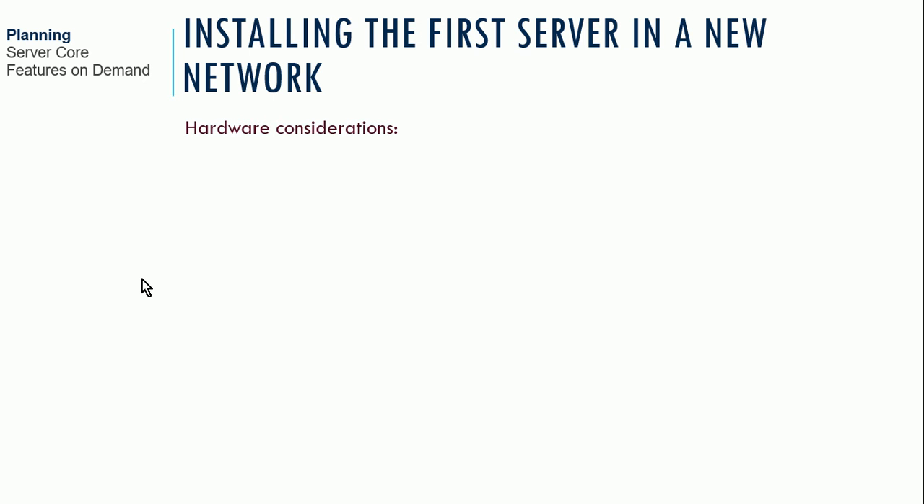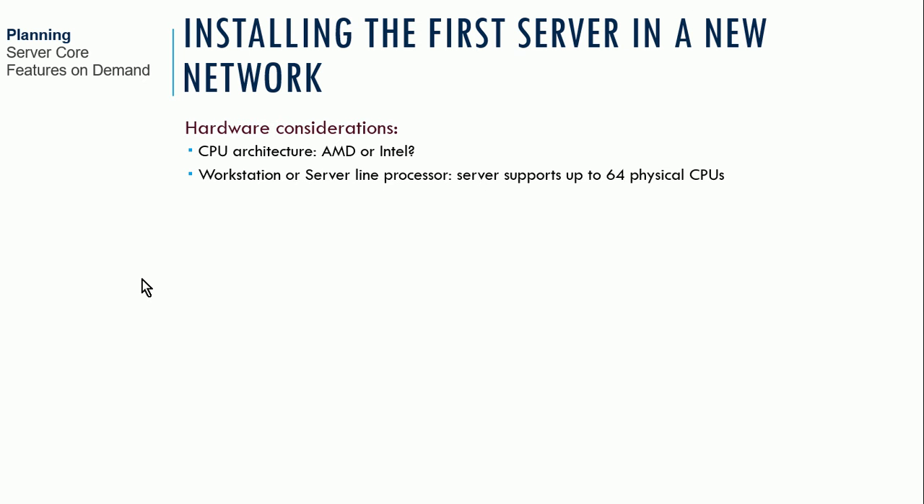So, installing the first server on a new network, some hardware considerations. You want to think about the CPU architecture, AMD or Intel. That's a decision that you would have made before you start the installation. Also, the word length of the processor, in other words, 64-bit or 32. It's important to note that Server 2012 only supports 64-bit. There is no 32-bit version of the 2012 server operating system. The total number of physical processors.